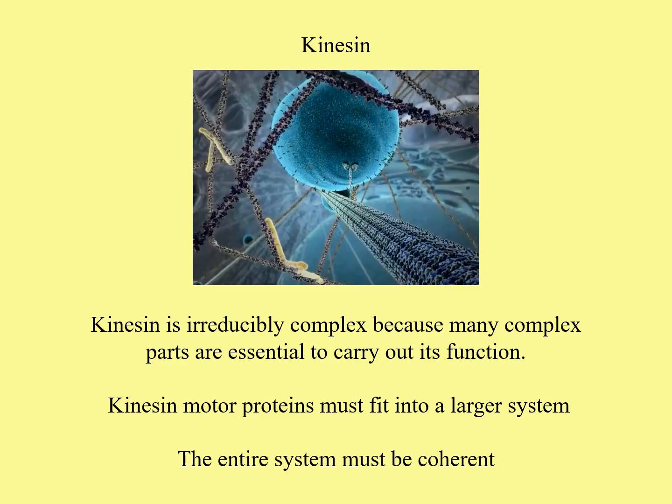Kinesin is irreducibly complex because many complex parts are essential to carry out its function. But kinesin motor proteins have to fit into a much larger system involving microtubules and cargo components. And also the system must have a need for this directed transport. The entire system must be coherent.